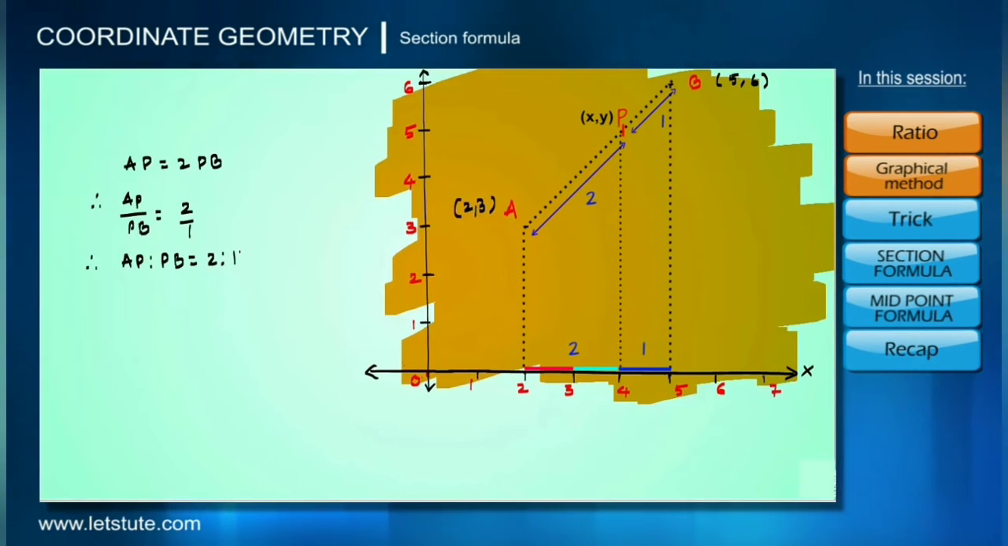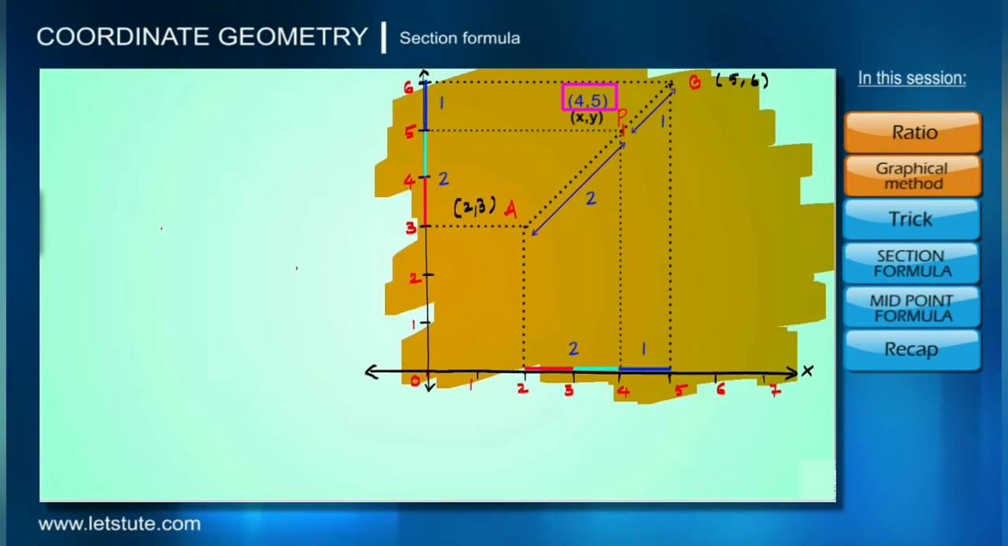Now let's repeat the same process for the y-axis as well. So the y coordinate of A is 3 and the y coordinate of B is 6. And we can see that 5 follows the ratio 2 is to 1. So therefore, the value of the y coordinate of P is 5.